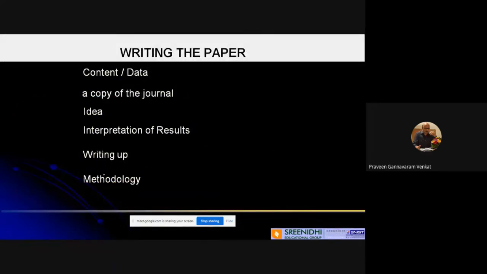So writing a paper. Next one is while doing our research work, you have to write papers. So that will enhance the quality of our work. It should have content or data and a copy of the journal. These are the most important things to be kept in mind while writing a paper.